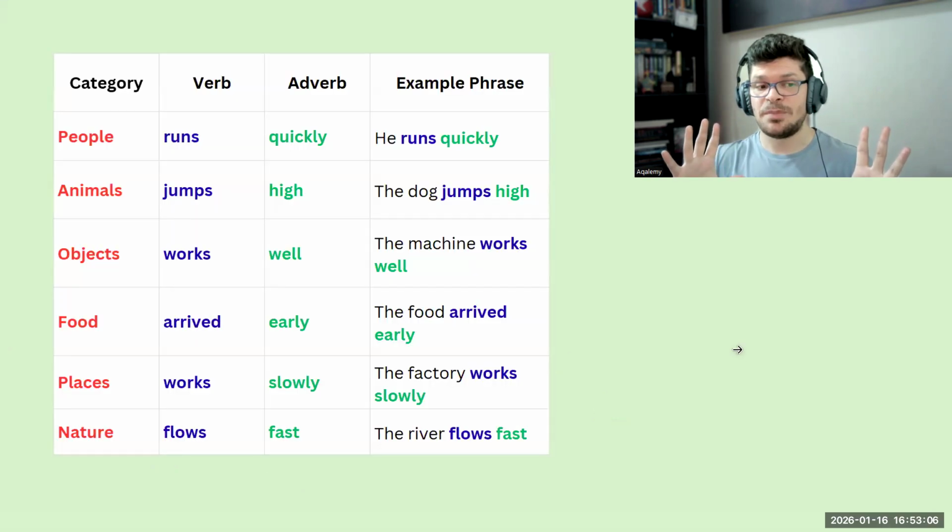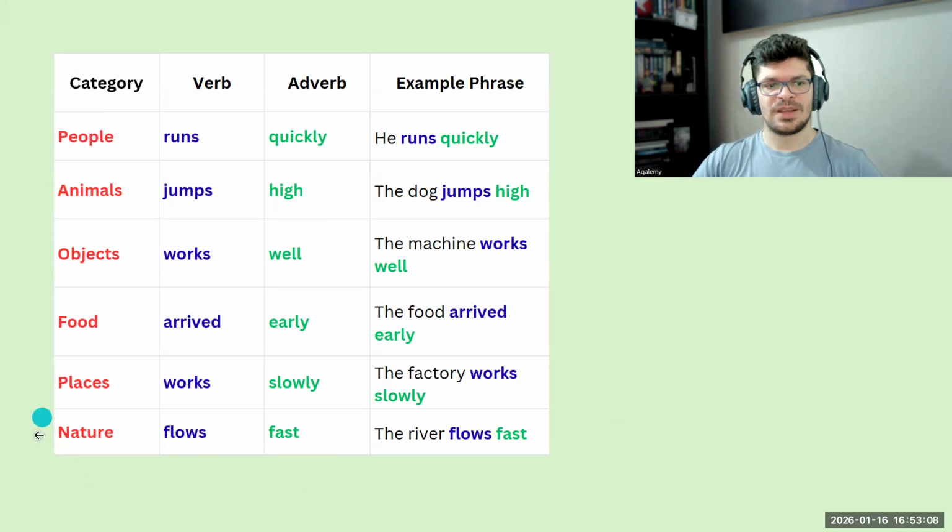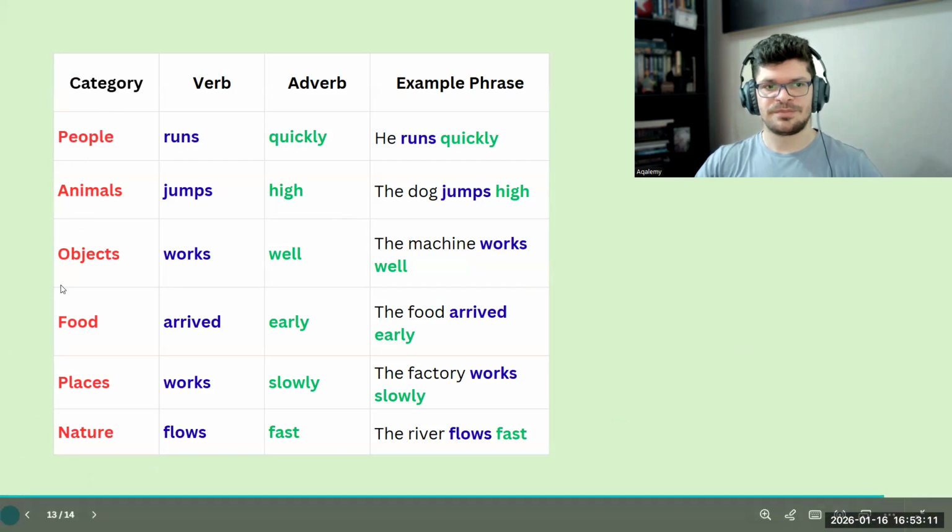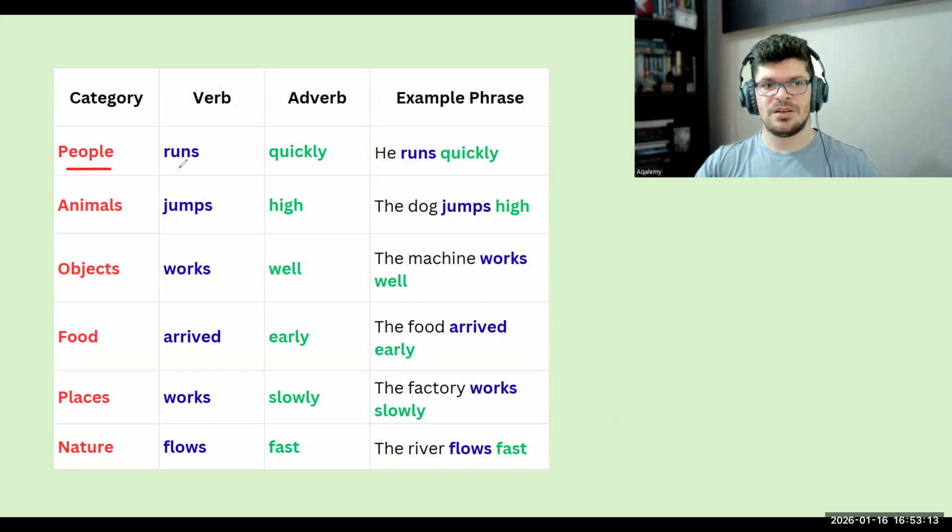Let's look at some options over here. People. Runs quickly. He runs quickly. He runs slowly. Animals. Jump is the verb. Adverb, high. The dog jumps high. This is telling us how the dog jumped. Works well. The machine works well. How does it work? Well.